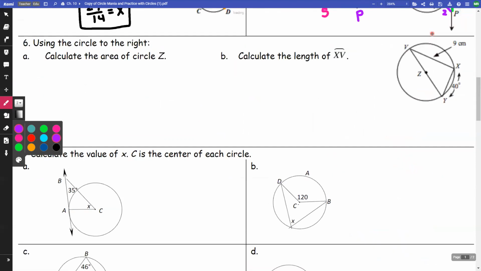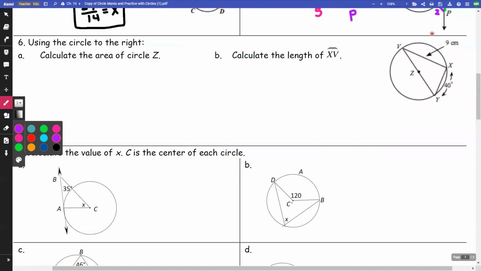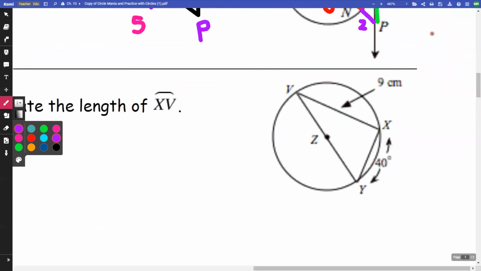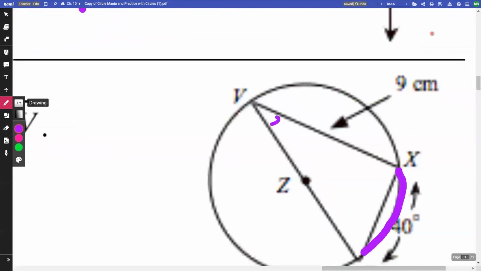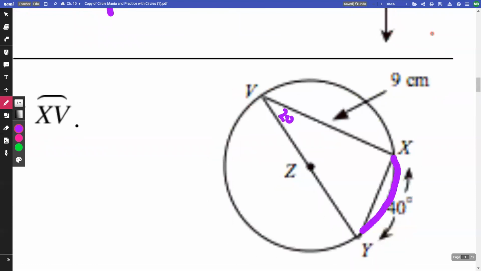On number 6, we want to find the area of circle Z, and then we also want to calculate the arc length of XV. In this situation, I know that this angle is 40 degrees, which means that this right here is going to be 20 degrees because it's an inscribed angle. I'm just going to zoom in so I can write my 20.